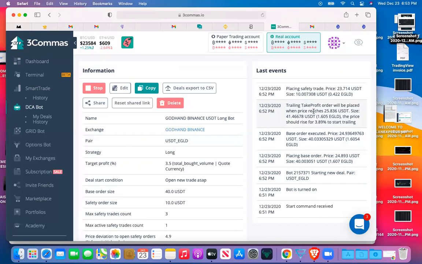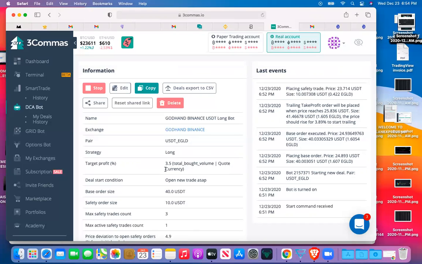Now the boat said a trailing take profit order will be placed when price reaches 25.836. That's the 4%, 3.5%. I want to take the profit, so price should rise by 3.8 to start trailing. It means the moment it crosses that, the trailing is activated, and it continues to trail the market up and on and on. So when the market starts deviating by 0.35%, which is what I set, look at it here. Now take profit 3.5%.